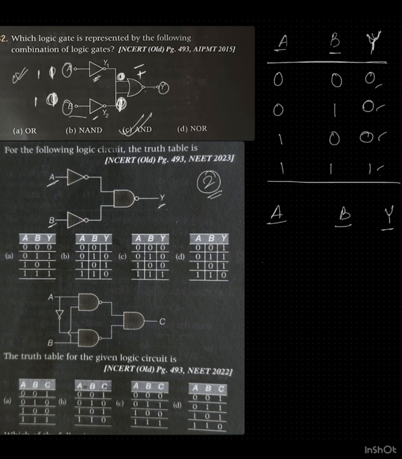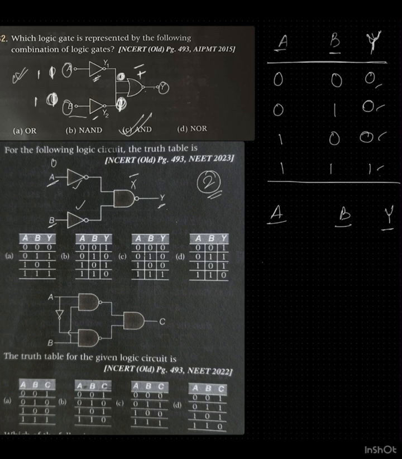First combination is 0, 0. This is what? This is NOT gate, so it will invert. This is what? This is NAND gate, so it will first multiply and then invert. NOT gate, what was it? It inverts. NAND gate, what will it be? Multiply then invert. Yes or no?